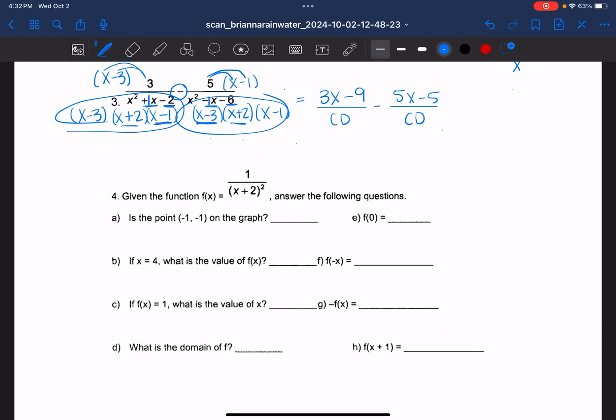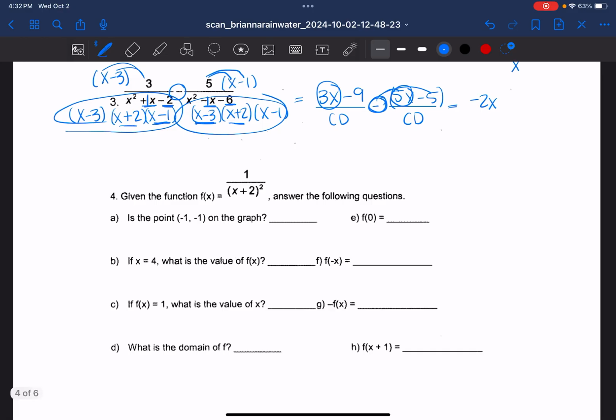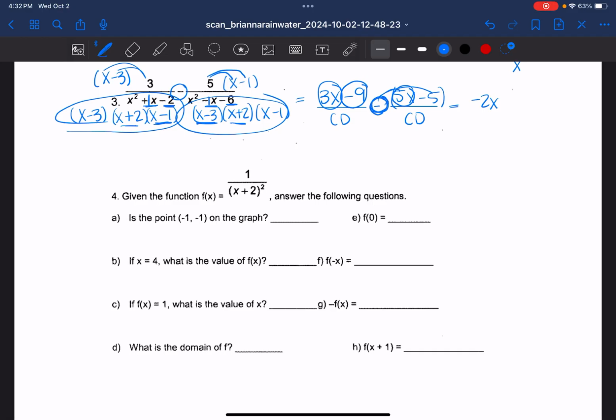Now that I have a common denominator, I can do what I set out to do, which is subtract these fractions. Remember, that negative goes to both of these pieces. So 3x minus 5x would leave me with -2x. -9 minus -5. Well, minus a negative is like adding. So -9 plus 5 would leave me with -4, all over that common denominator.